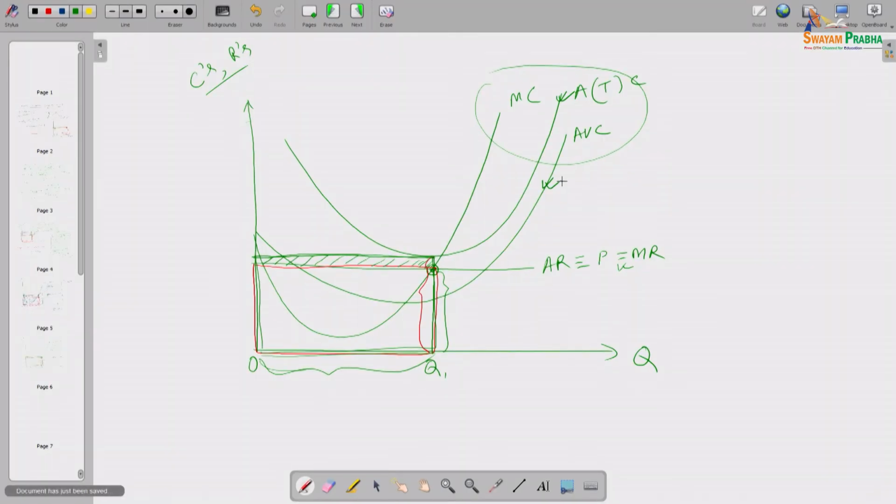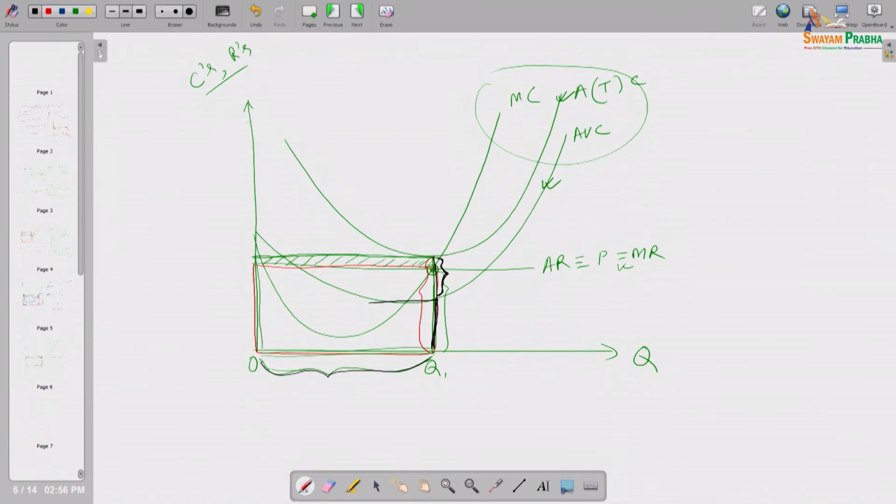Look at here, this is the ATC curve, okay, and this is the AVC curve, right. So, the gap between the ATC curve and the AVC curve is the average fixed cost, right. So, at this quantity when he is producing, this is the average total cost and this is the average variable cost. So, definitely this is the average fixed cost if he produced OQ1 amount of output.